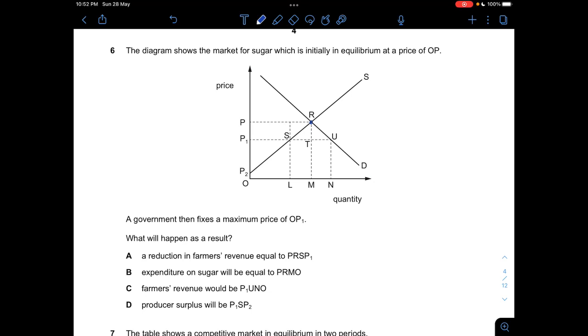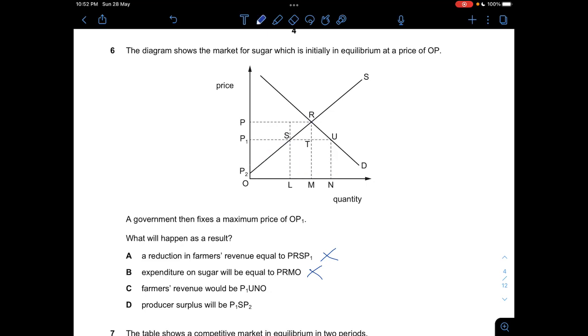So A, it says the reduction in farmers' revenue equal to PRSP1, which is not correct. That's not the reduction in farmers' revenue. And then B, it says expenditure on sugar will be equal to PRMO. So PRMO, that's not the expenditure. C, it says farmers' revenue would be P1UNO. P1UNO, which will be this entire thing, which is not correct.